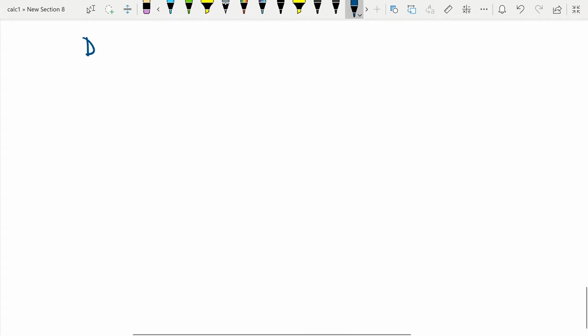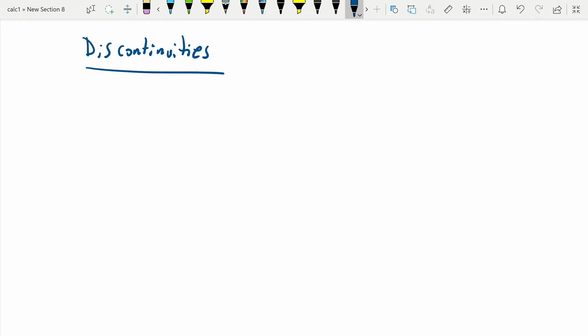So now we need to discuss what are the problems we may find when we look at a function and why it may fail to be continuous at a point. So there's a classification, if you will, of discontinuities. The first kind is that of a removable discontinuity.